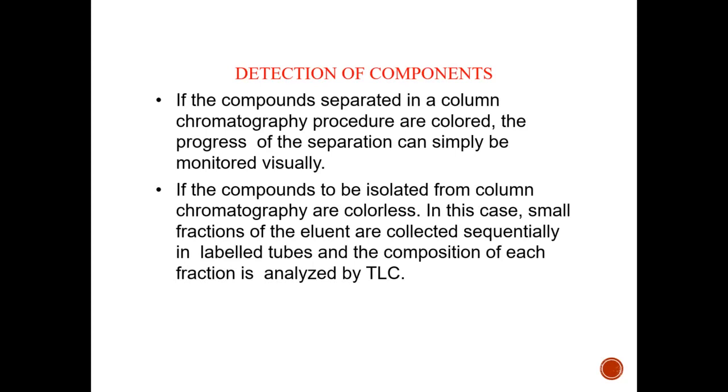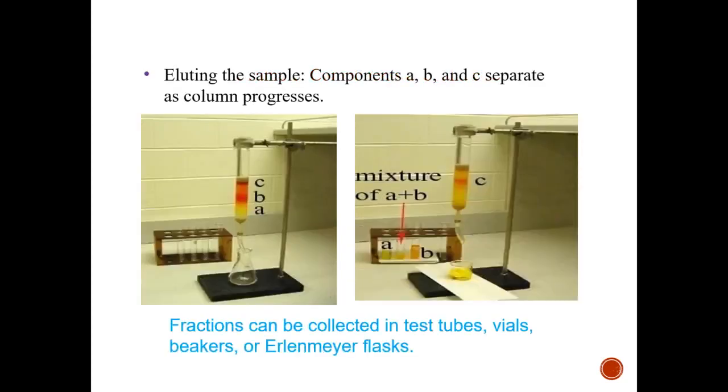The amount can be up to 5 ml. In this case, 5 ml fractions are collected in small test tubes and the composition of each fraction is analyzed by TLC. Here we can see the eluted sample components A, B, and C separate as the column progresses. If the fractions are colored, we can monitor them visually and collect them using different flasks or vials.